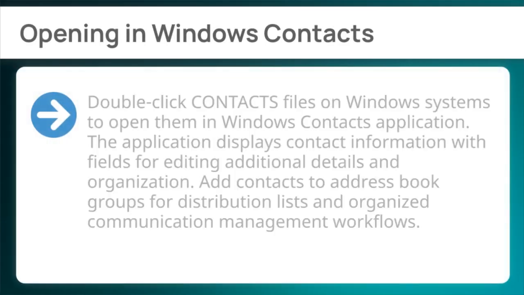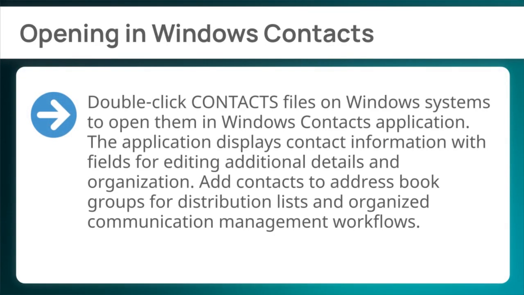First, opening in Windows contacts. Double-click contacts files on Windows systems to open them in the Windows Contacts application. The application displays contact information with fields for editing additional details and organization. Add contacts to address book groups for distribution lists and organized communication management workflows.